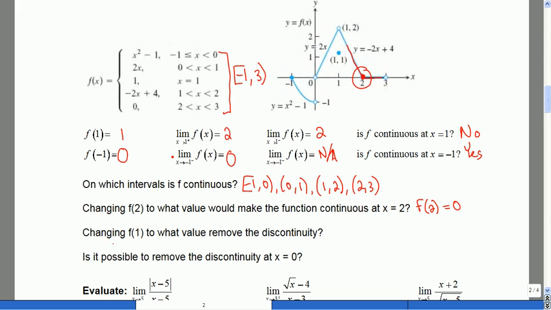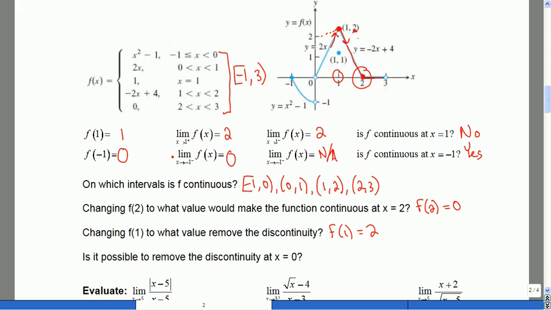And changing f of 1 would remove the discontinuity. So here's f of 1 right here. And what I have to do is put that dot right back up there. I don't know why it's crooked here. I got this from your textbook, but anyways, that's supposed to be the value 2. You can see in the diagram here. So if we had f of 1 equal to 2, that would fill in the hole so I could move through the point without picking up my finger.